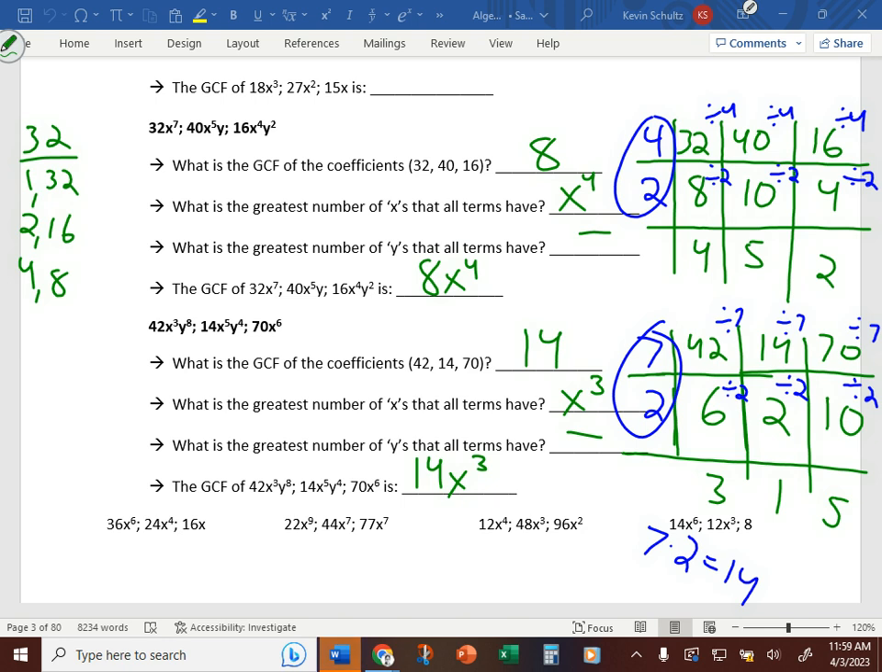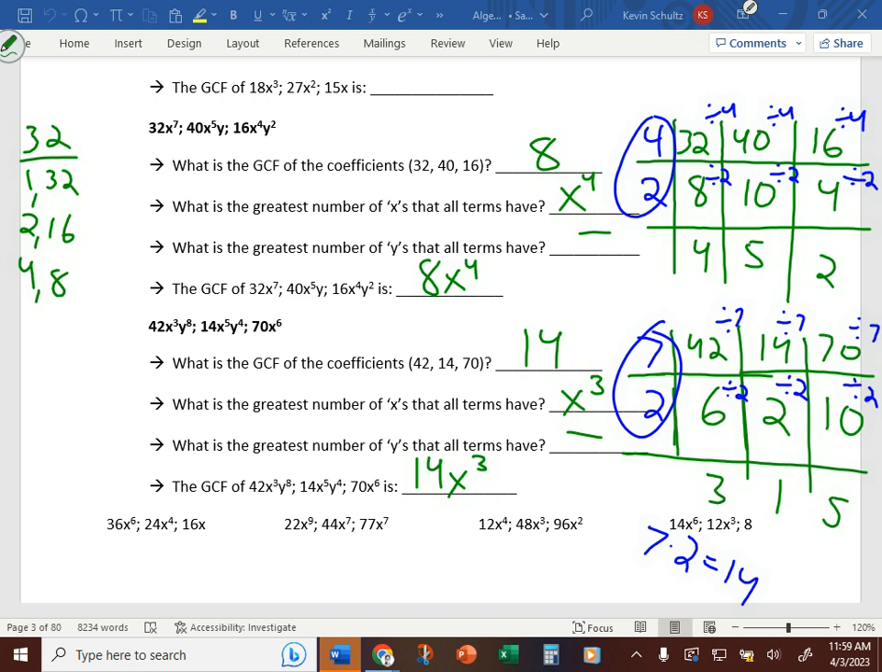Anyone kind of see not so much a shortcut, but an alternate way to look at getting these variables here? The way that I phrased the question is, what's the greatest number of x's that all terms have? But really, what are you looking for? The smallest power, right? The smallest exponent will represent the greatest number they all have. Back with the second one here. This one's got 7, that's got 5, that's got 4. The greatest they all have is 4. You can identify that by looking at what's the smallest exponent, right, with those x terms there. So you can kind of flip it and look at it a different way to answer the same question.